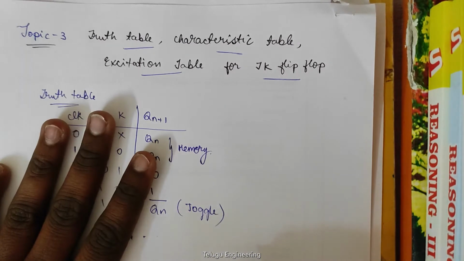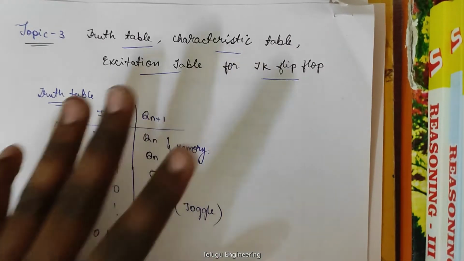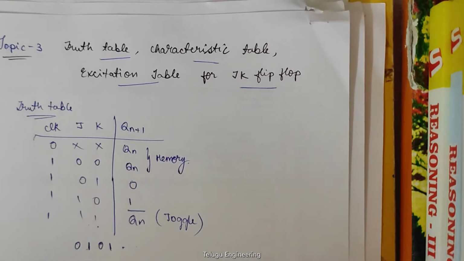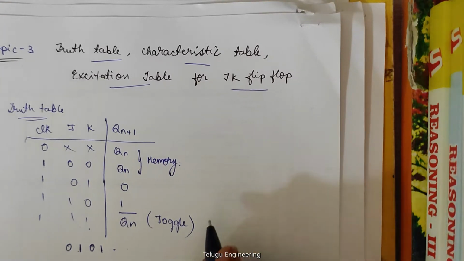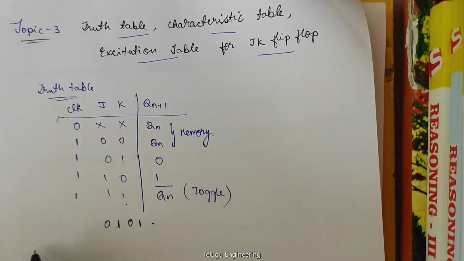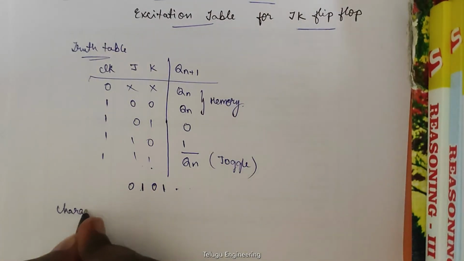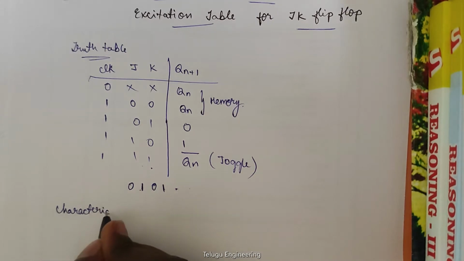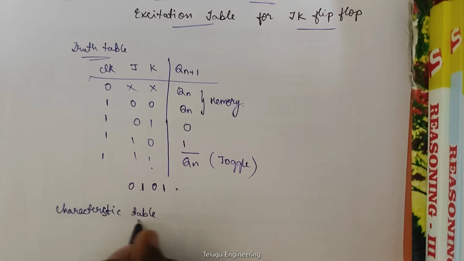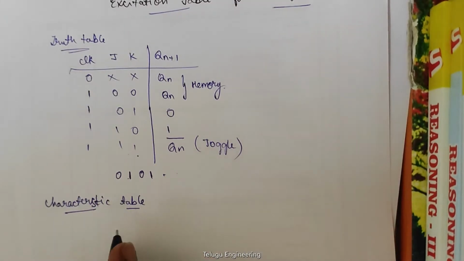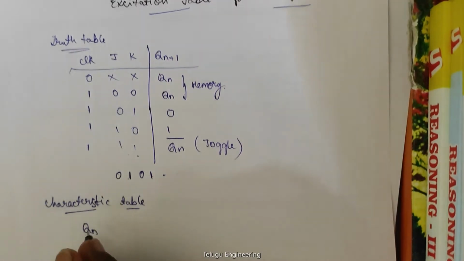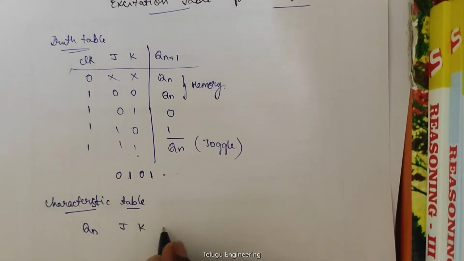So this is the truth table. After the truth table, next we will be discussing the characteristic table. So coming to the characteristic table of your JK flip-flop. In the characteristic table, the inputs that we are taking are Qn, that is your previous state input, J and K, and the output that we are getting is the next state, that is Qn plus 1.